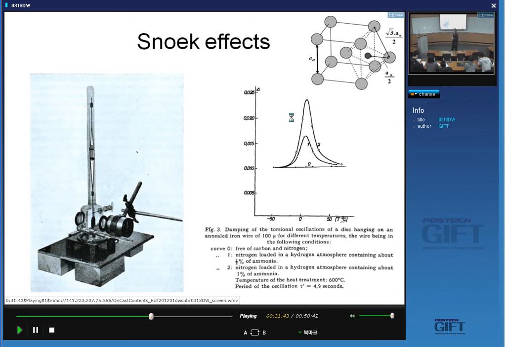And how does the steel maker guarantee this? They have to reduce the amount of solute atom in the ferrite matrix, and they have to know how much is there and how much they can reduce. So the Snoek effect is used to evaluate this. Actually, we use this phenomenon to evaluate the concentration of solute atom in the BCC matrix. The principle is very simple.